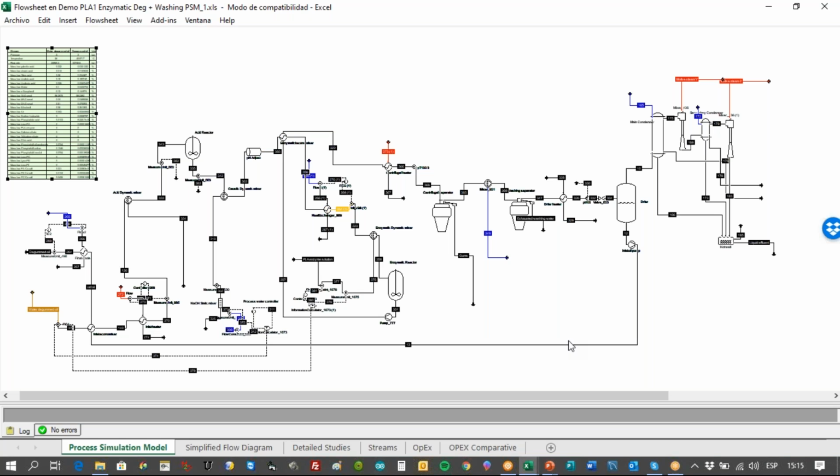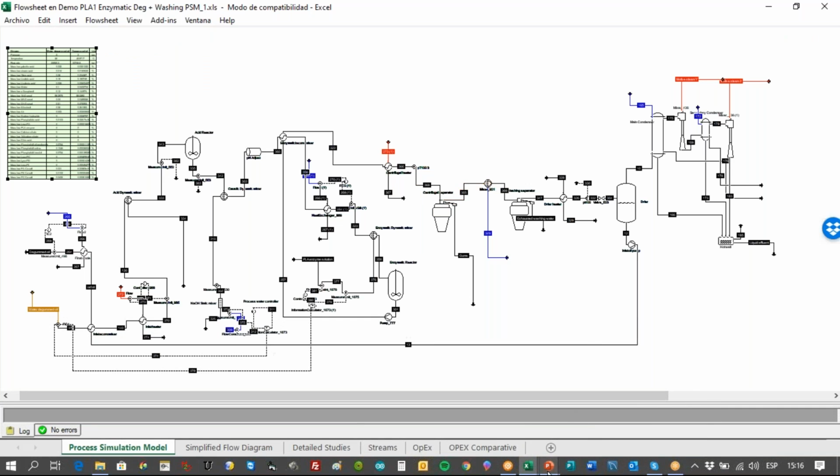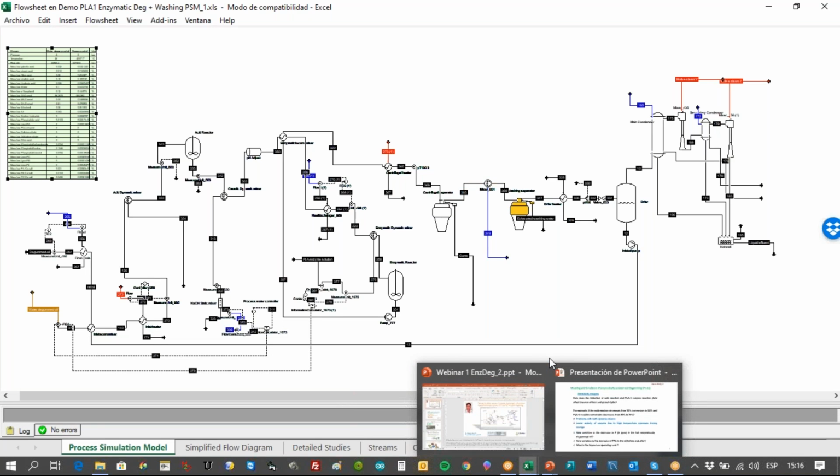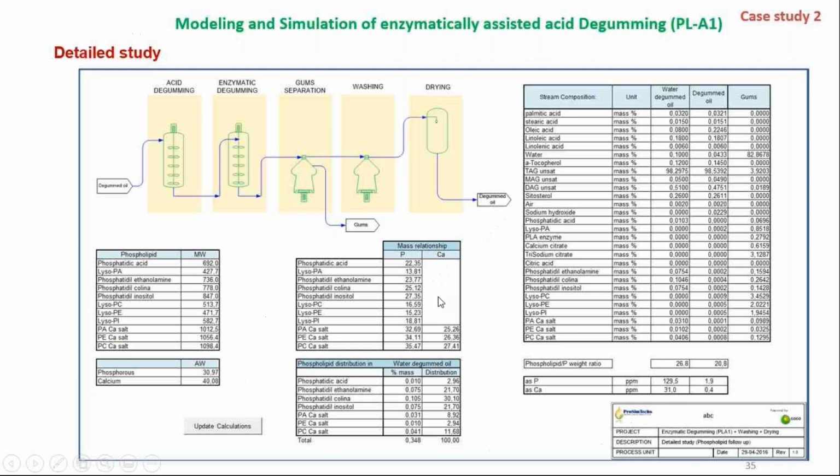And this is not good because we are trying to produce some free fatty acid due to the action of the PLA1 enzyme on the phospholipids. Okay, this is taking too much time. I think I'm going to change directly to my presentation.